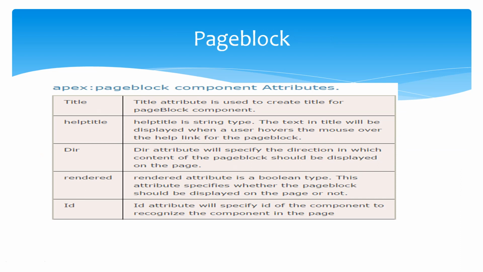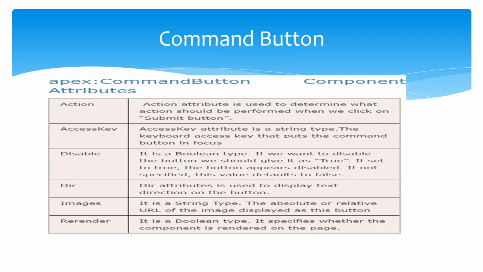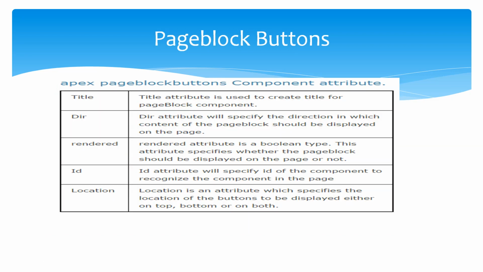So these are the various tags that we have: apex:pageBlock, title, helpTitle, rendered. So these are the attributes that you have, each of them. As you can see, rendered can conditionally show the value. ID is an ID, so if you want to access it from the code, you can use it. Similarly for commandButton and for pageBlockButtons.